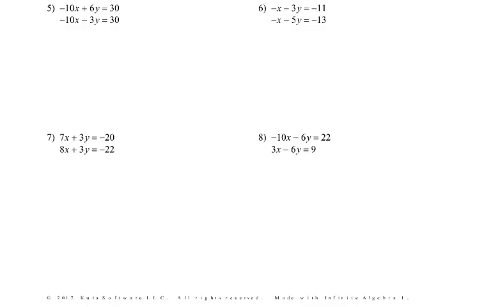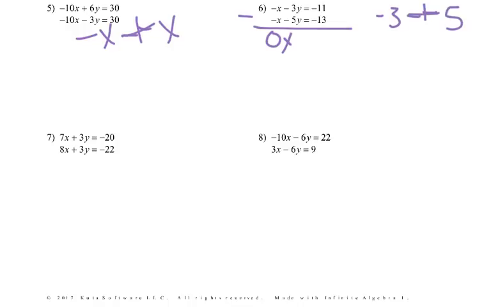Okay, number 6. Once again, look at my variables, negative x, negative 3, negative 5, so we deal with the x's. We're subtracting again because they're exactly the same. Negative x minus a negative x, that's like plus, so that's 0x. Negative 3y, so negative 3 minus negative 5, that's like plus, so it's actually a positive 2y. Then a negative 11 minus a negative 13, that's like plus, so that becomes a positive 2.